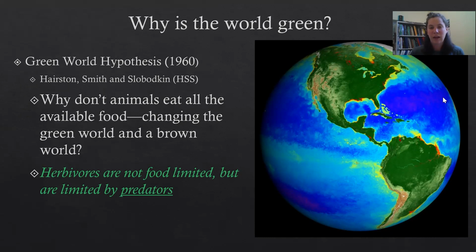And the proposed reasoning to that question is that the herbivores are not food limited. In other words, there's a great availability of food, which we know by this massive green color, but they're limited by predator species. In other words, predators really control these food chains by keeping the number of herbivores, or consumers of plants, down to a stable level.